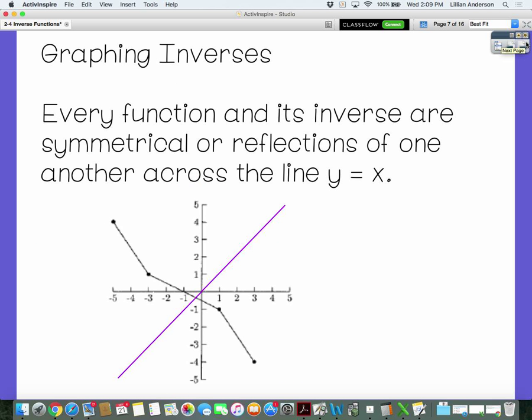Inverses, okay? You need to keep in mind that inverse basically means switch x and y, okay? Because every function and its inverse are symmetrical, or reflections of one another across this line, y equals x. Y equals x is a linear function where the slope is 1 and it crosses the y-axis at 0, okay? Every function and its inverse are going to be reflections over that line.